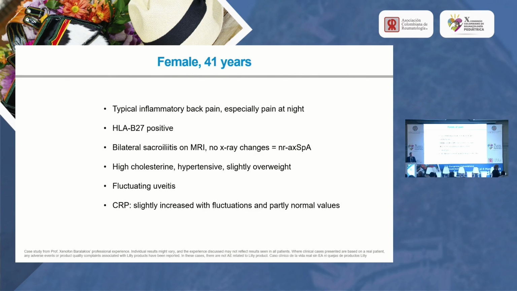Here you have a female 41-year-old patient with typical inflammatory back pain, especially at night, B27 positive, non-radiographic axSpA, also has comorbidities such as high cholesterol, hypertension, and is slightly overweight, and also has uveitis, repeated uveitis. CRP is slightly increased, it fluctuates also.